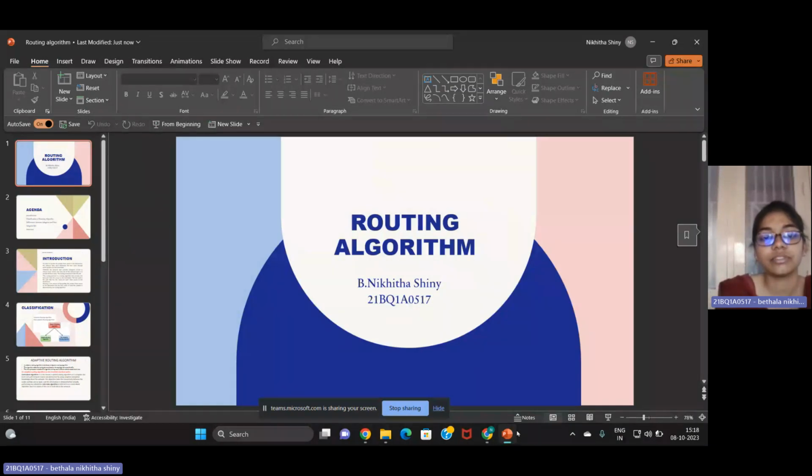Today I was going to discuss the routing algorithm. In this session, we are going to see an introduction to the routing algorithm, how the routing algorithm is classified, differences between the adaptive and non-adaptive routing algorithms, and finally a summary of the routing algorithm. First of all, let us get into the introduction.